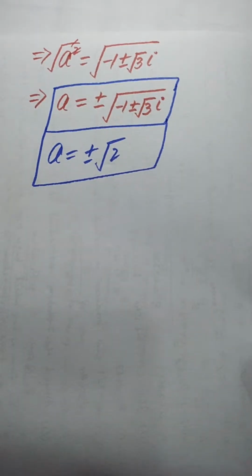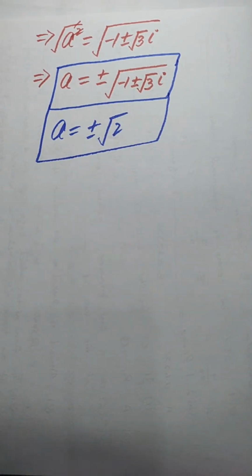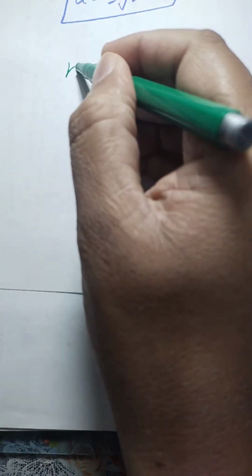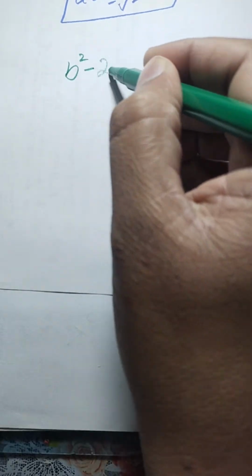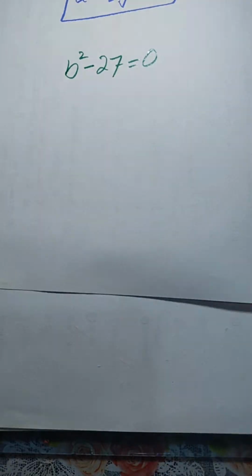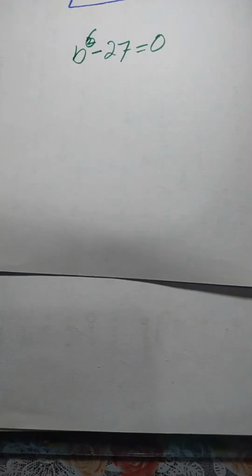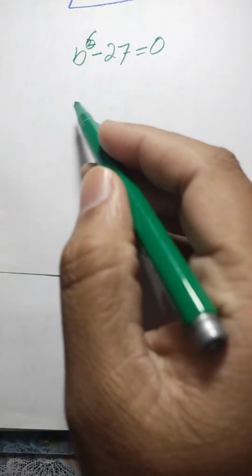And in the next step we solve another problem which is also related to this one. The statement of the next question is that we need to solve b to the power of 6 minus 27 is equal to 0. So this is our next problem, b to the power of 6 is equal to 27. You see that this question is also related to the above problem.